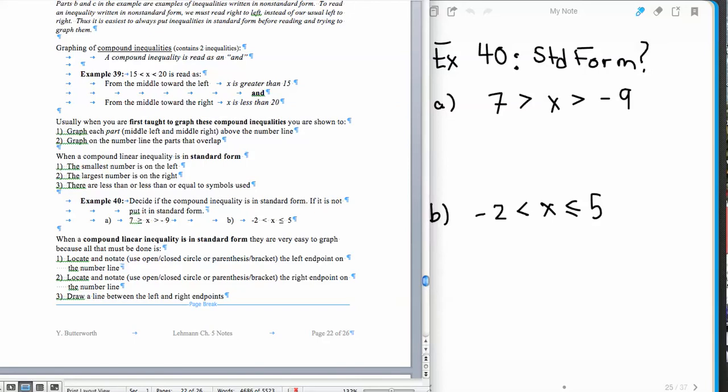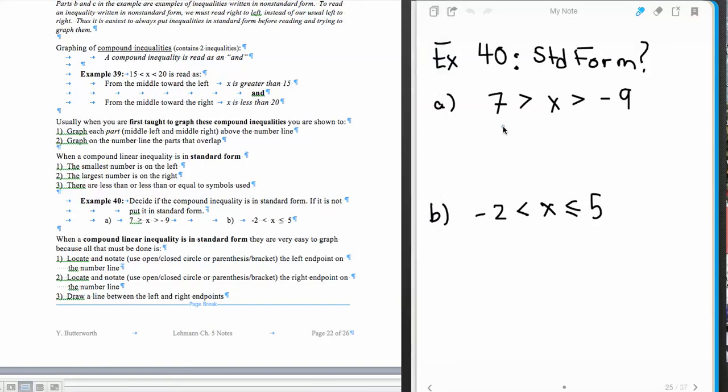So we're first of all going to put these compound inequalities down here into standard form, or decide if they are in standard form. Now, the standard form of a compound linear inequality has the smaller number on the left, the larger number on the right, and a less than or equal to symbol in the middle of them. So we're going to look at part A here, and you see the smaller number is not over here on the left. -9 is smaller than 7, and these are not less than symbols. This is not in standard form, so I'll put that, not standard.